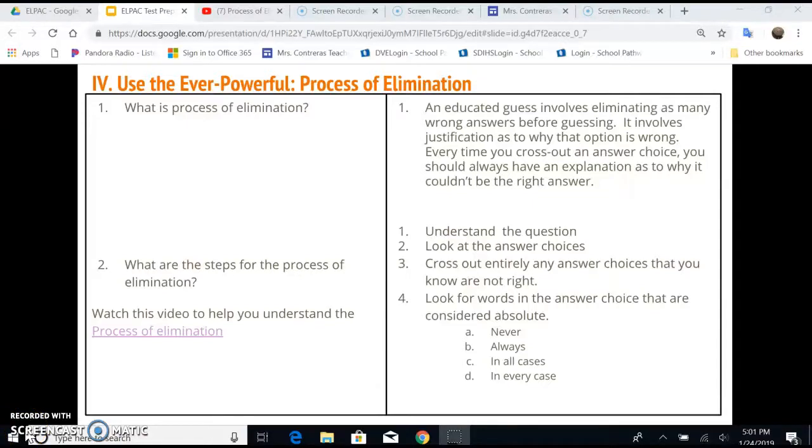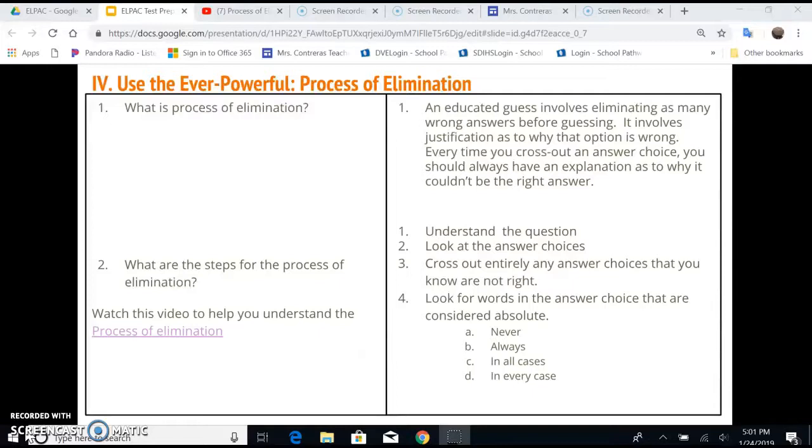Okay, now we're on video 3, page 12 of your packet. And this is section 4, using the ever-powerful process of elimination. I'm going to read part of the reading on page 12.